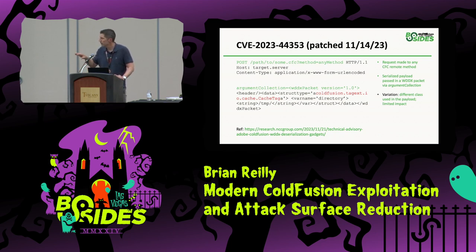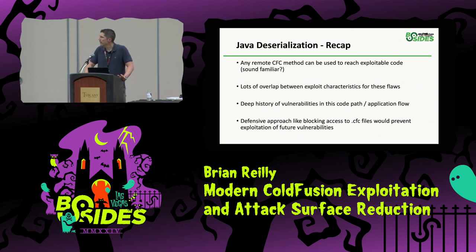But across all these vulnerabilities, there was a lot of commonality where I thought, if you're able to block CFC files, for example, proactively, or block requests that had the argument collection proactively, if you're not actively using that, that would have blocked the vulnerability plus one or plus two or plus three. All right. So again, to recap, in all those examples, we saw that exploitable functionality would be reached just through any remote CFC method, similar to other vulnerabilities that we saw. There was a lot of overlap. And so again, a defensive approach like blocking these would have prevented future exploitation of vulnerabilities before they were disclosed, before they were patched, and would be something for environments to give themselves a little bit of extra protection.